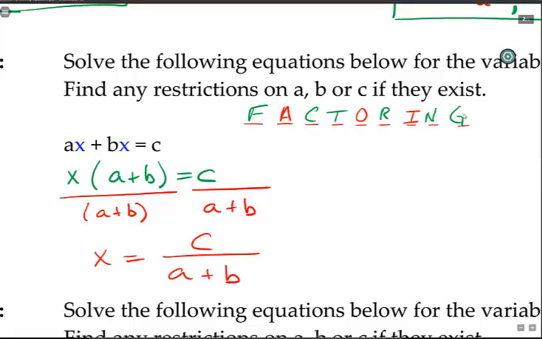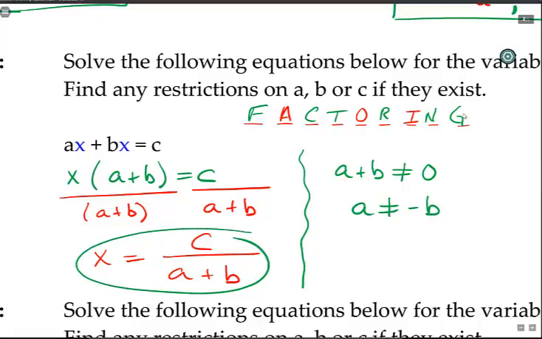I like this problem because it gives us a new chance to think about our restrictions. A plus b cannot equal 0. Or if you want to think about it this way, a cannot equal the opposite of b. So our equation is there, and our restriction is there.